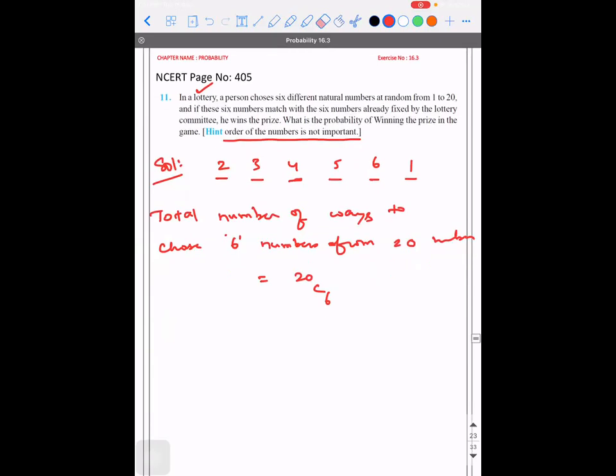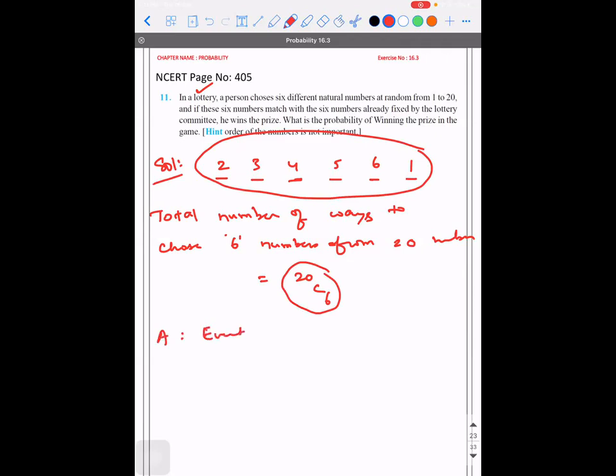That's not the thing. So a lottery ticket number, the winning prize is possible by how many tickets? There will only be one ticket that can win. So out of the 20C6 combinations, there is only one ticket that is going to win. Let A be the event of winning the lottery. Then probability of A will be how much? 1 out of the 20C6 ways. That's the answer.